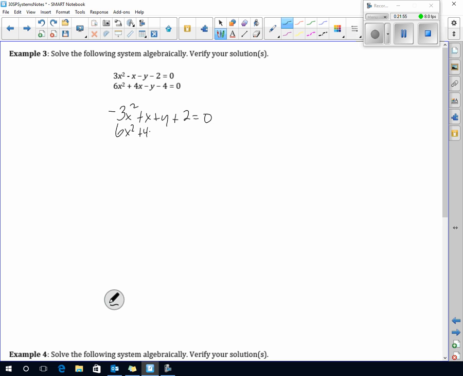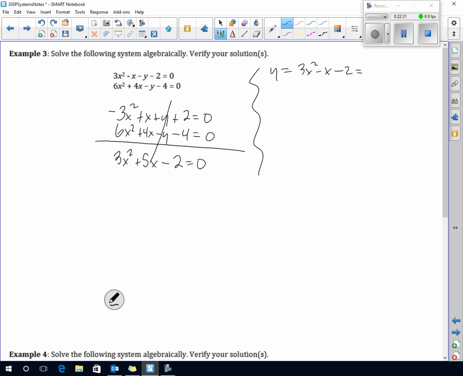And so follow the signs here. Negative 3x squared and 6x squared gives me 3x squared plus 5x minus 2 equals 0. Just to show you the substitution method, you would have got the same thing. But you have to do a couple extra steps. You got to solve for y first. So y equals 3x squared minus x minus 2, sorry, you wouldn't have equals 0. And then you'd have the other one, y equals 6x squared plus 4x minus 4. And you're going to substitute that into there. Do you see? So then you get 6x squared plus 4x minus 4 equals 3x squared minus x minus 2.